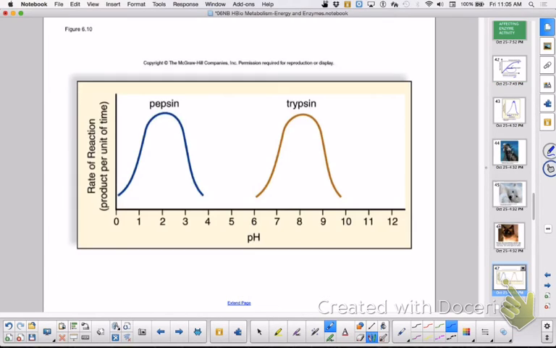Now, just like that, pH can also affect enzyme activity. Here are 2 enzymes that digest proteins. One works in your small intestines, and one works in your stomach. Which one do you think works where and why? Tell your bio buddy.